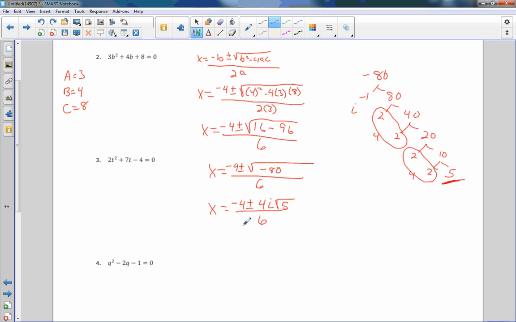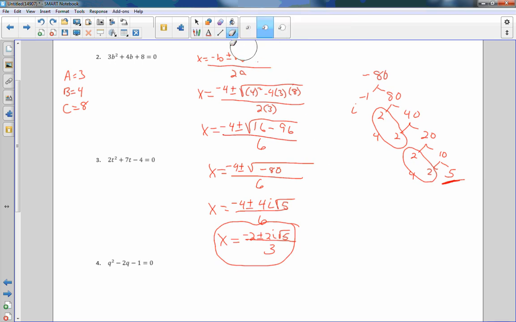4, 6, 4, 6, they're all even, reduces: negative 2 plus or minus 2i square root 5 over 3. We generally leave it like that. There are 2 solutions. They're both imaginary. Isn't this fun?